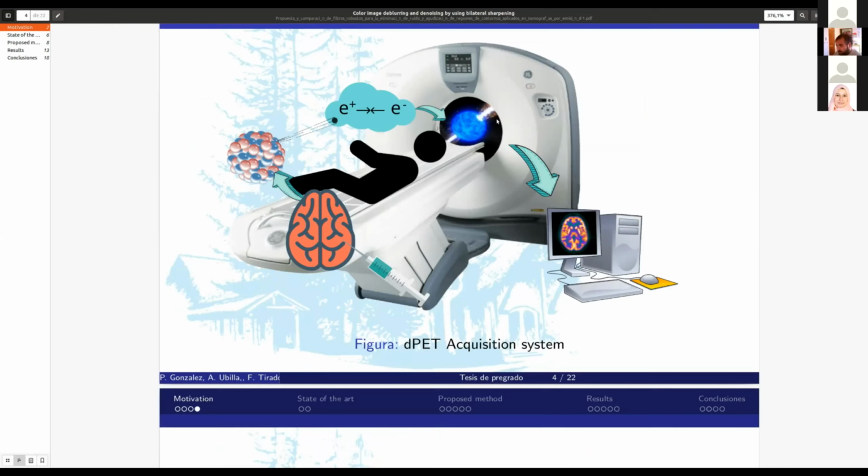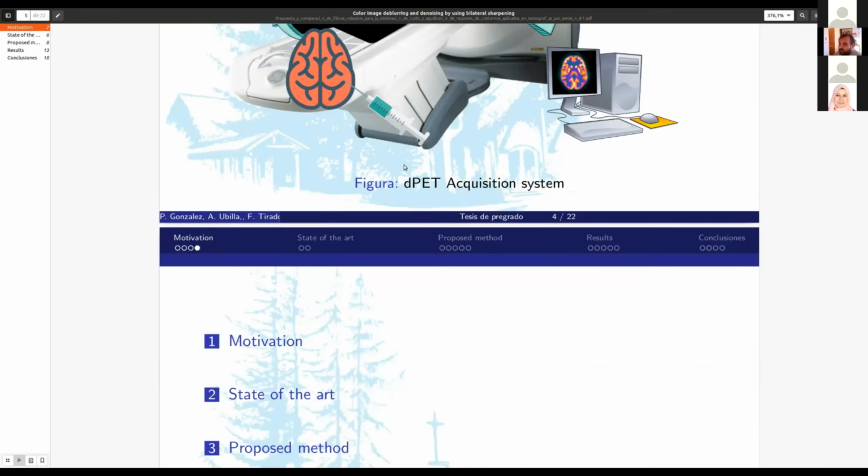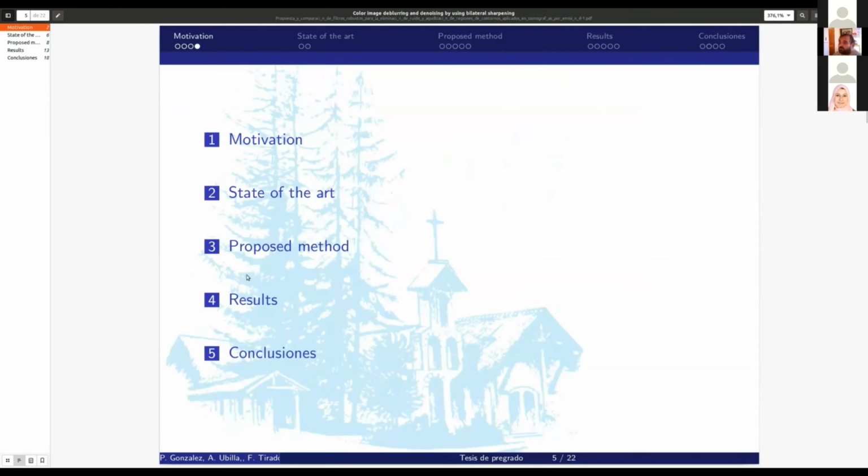Okay, but this system is very sensitive to noise, and the problem is the movement of the positron in the matter, and this produces a problem called the partial volume effect. And this is the three-dimensional version of the blurring we can see in the 2D image in the motivation. Okay, we have shown the motivation.